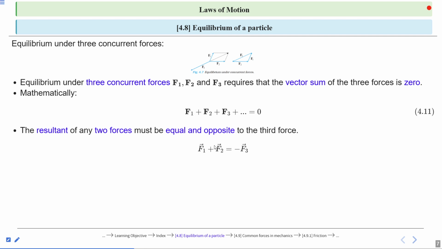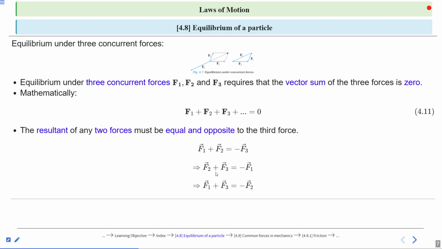Similarly, F2 plus F3 equal to minus F1. So it shows the resultant of any 2 forces. Here any 2 forces, F2 and F3, is equal and opposite to the third force. So here the third force is F1, and we know the minus sign indicates the direction. So this is the equilibrium under the 3 concurrent forces.